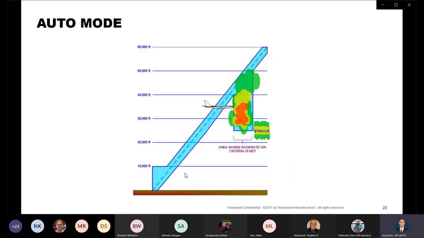This is just showing you a different way. Here's our flight path, and we come across convective weather, we lower the floor down to 25,000 feet, showing you the lower, more reflective part of the storm. And it also helps filter out stratus layers as well.